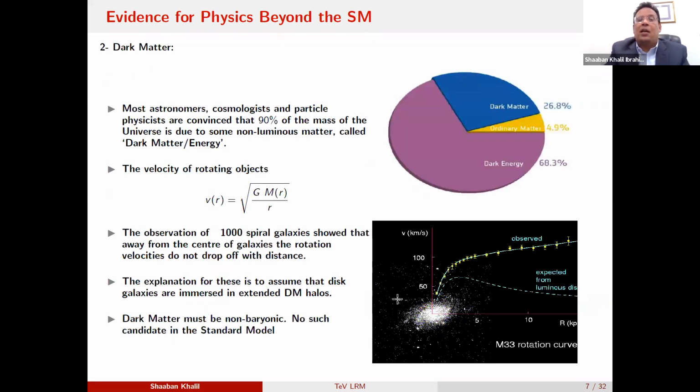Dark matter is another evidence for going beyond the standard model, because all the particles I mentioned in our constructions for the standard model cannot be stable, cannot be a candidate for dark matter. So the dark matter particle should be neutral and it should be stable, and there is no particle like this in the standard model.